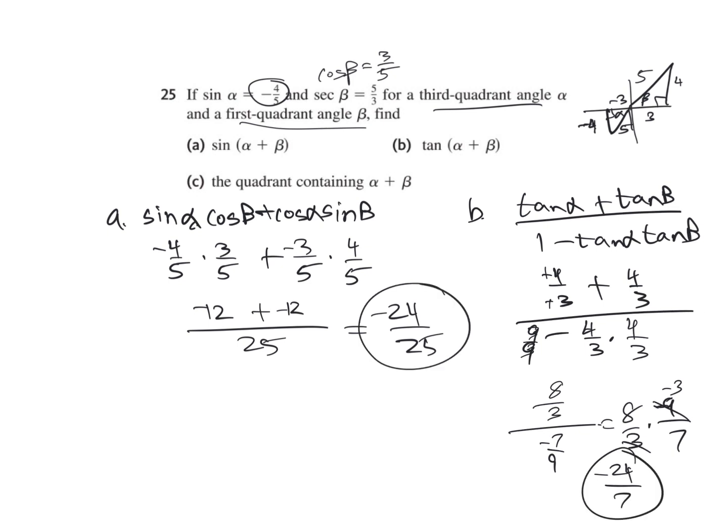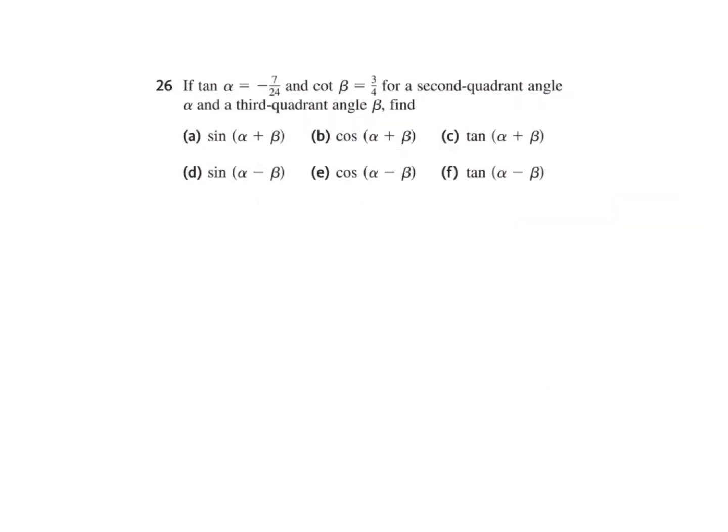So here we have the sine is negative, the tangent is negative, so cosine must be positive. So if cosine is positive and sine is negative, you're in the fourth quadrant. All right. The tangent of -7/24. So tangent is negative in the second, fourth quadrant. Cotangent is positive. All right, for a second quadrant angle, alpha. All right, so that tells us tangents here.